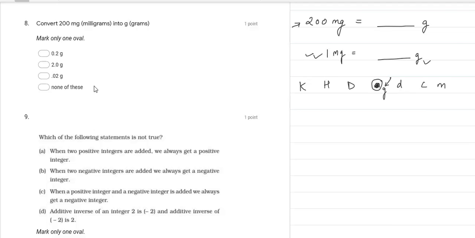So let's see, where are we right now? In the starting we have 1 mg, so we are at milligrams. This is the starting position and we want to reach till gram, that is this position.